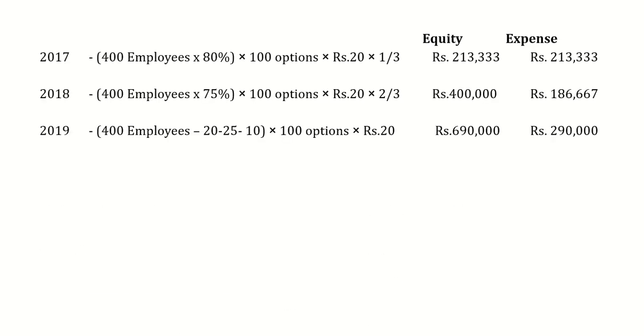Third year, so you charge the difference of 290,000 to profit or loss, being the difference between this 400,000 and the 690,000. That 290,000 you charge to the P&L expense, debit and credit. So this is how you should recognize this expense over a period of time, right?